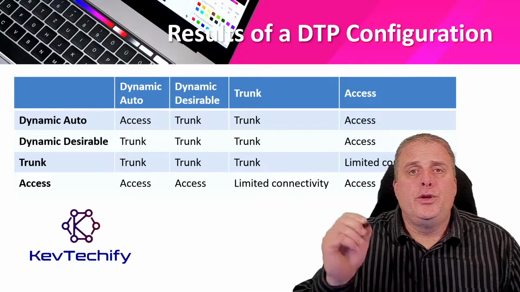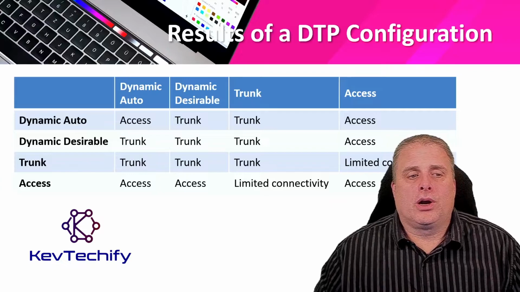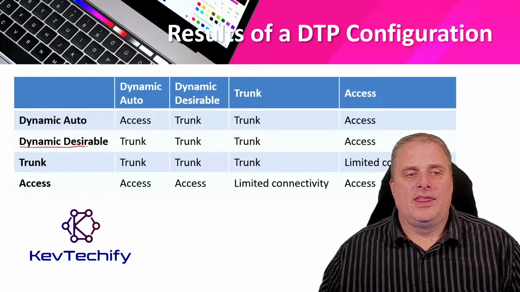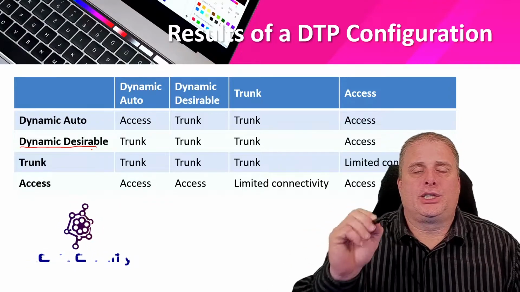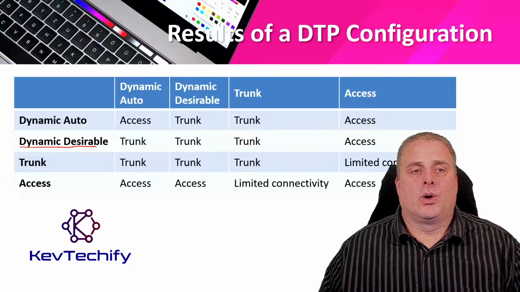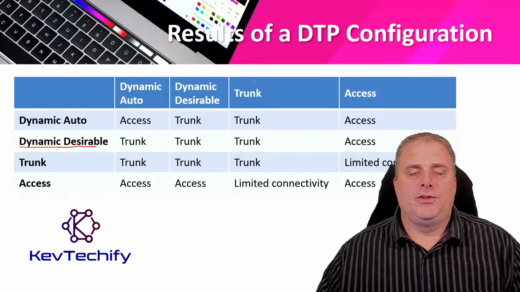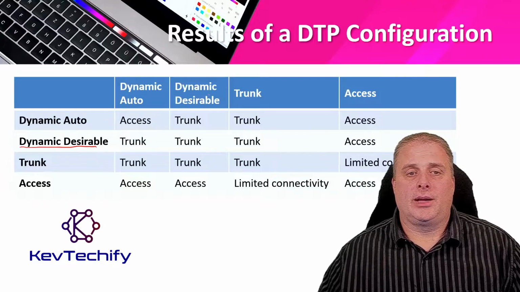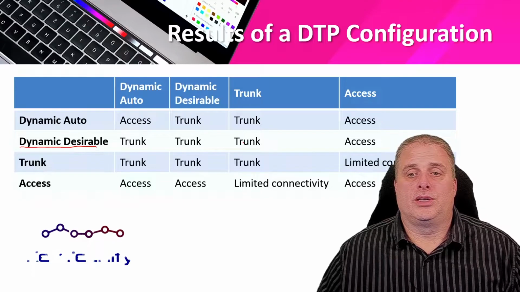Most of the time, if you want your port to be trunking, what we do is set it to Dynamic Desirable. It tries to get a trunk on that connection. And so you will get a trunk if the other end of the connection is set to dynamic auto, dynamic desirable, or trunk. It will give you a trunk at that point in time.